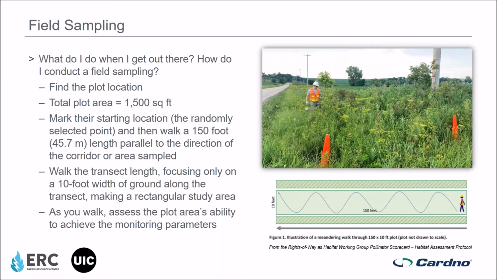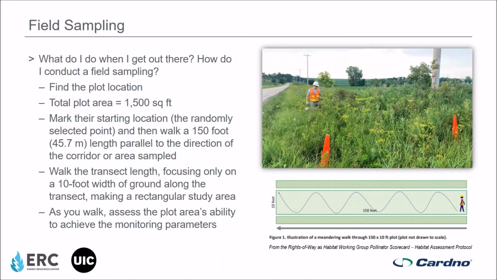We're walking through that transect, looking at that 10-foot width, making a broad rectangular study area. The diagram below shows what this looks like conceptually. That diagram is found in the Rights of Ways Habitat Working Group Pollinator Scorecard Habitat Assessment Protocol User Guide. You can refer to that since that protocol aligns with the CCAA field sampling protocol here.